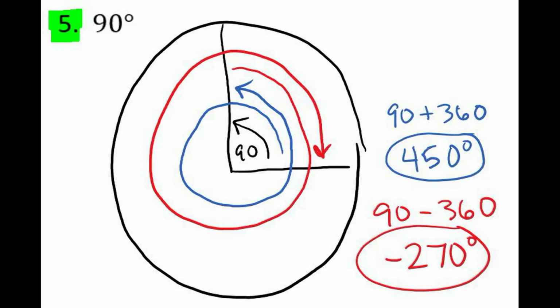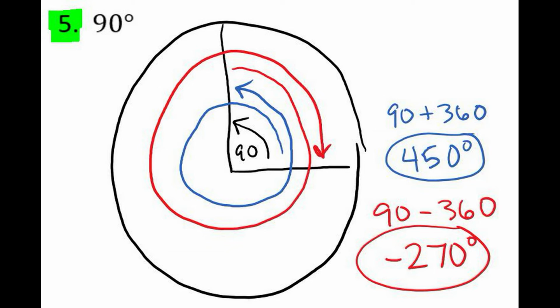Okay, so the next section says find the degree measures of the 2 nearest angles, one positive, one negative, that are coterminal to a given angle. Well, coterminal means you start at the same starting point, you end at the same ending point, but you're just doing it in a different way. So they give us 90 degrees. So typically we would start at 0 and we would swing upwards till we get to 90 degrees, and that's what I have in black there.